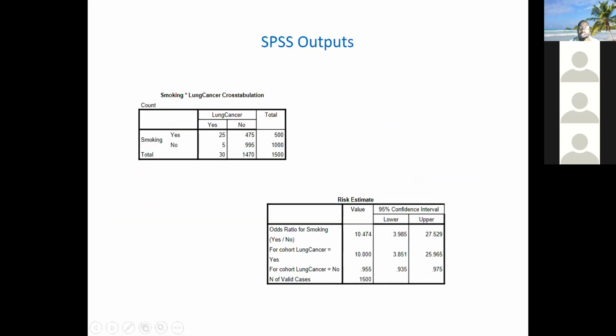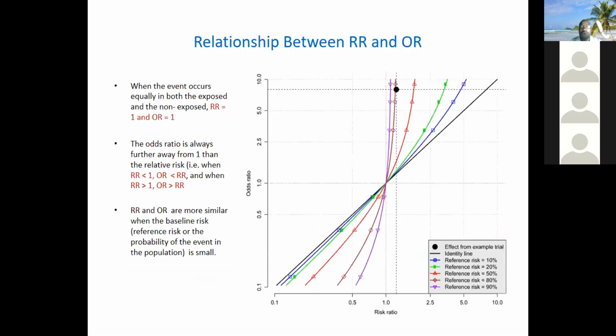Now, let's look at the other one. The other one, the disease is rare here. Look at odds ratio 10.474, relative risk about 10. Can you see the values are almost the same? Look at the picture now. When the disease is very rare, the values you get for odds ratio and relative risk will be almost the same. So that's one fact I want you to know.